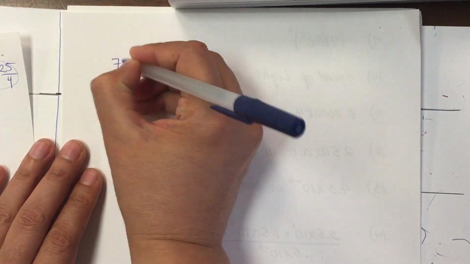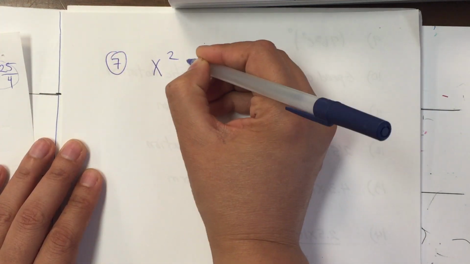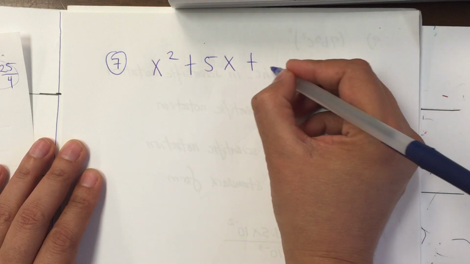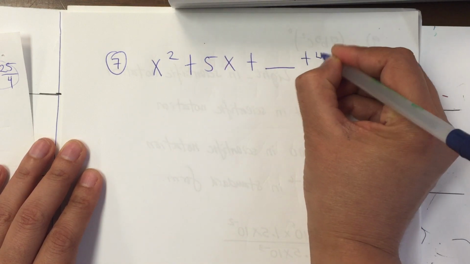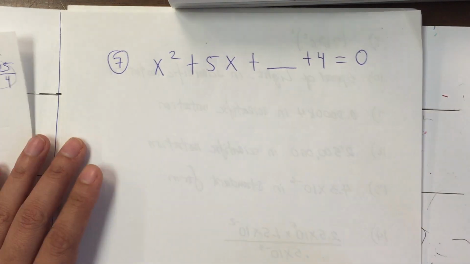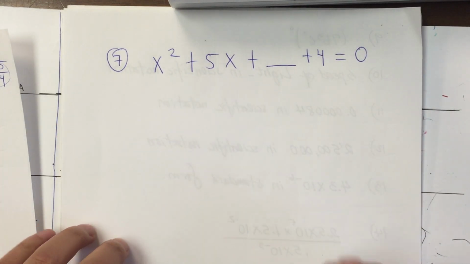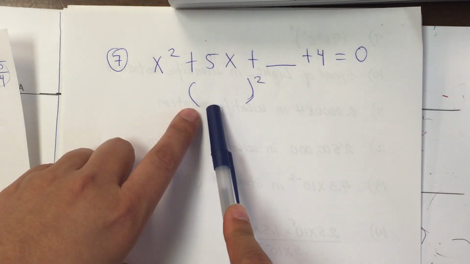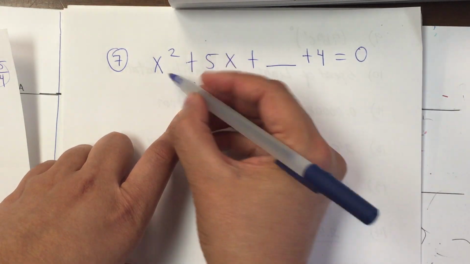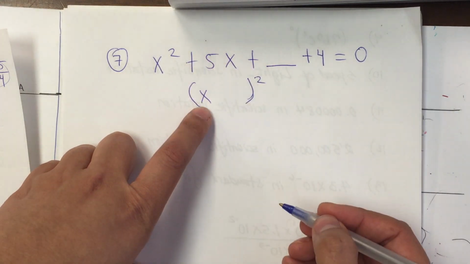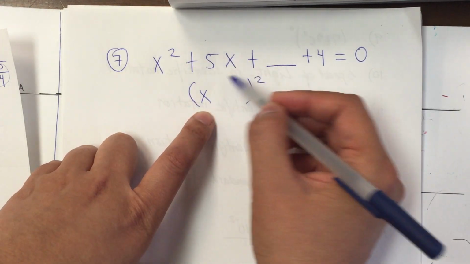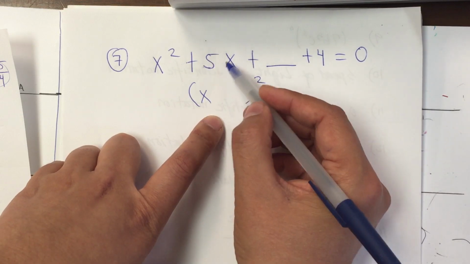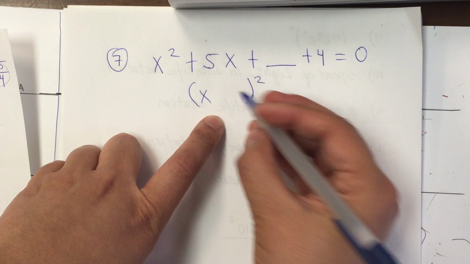Okay, one more, and so we have x squared plus 5x plus something plus 4 is equals to 0. So I want you to notice something in here. When I'm trying to complete this square, we always take the square root of the first one, which is x, and we get half of the middle term. But what's wrong with this? Or not wrong, but what's different?